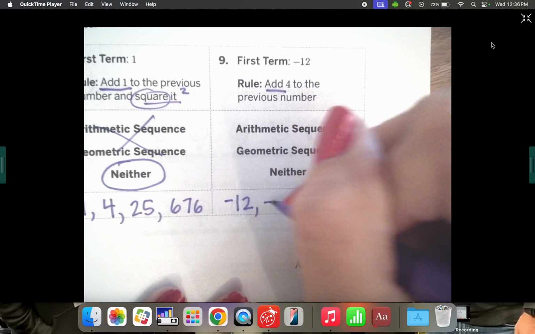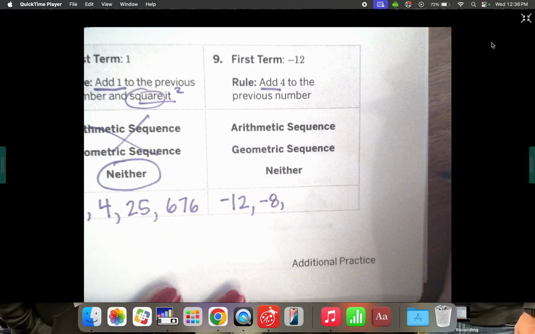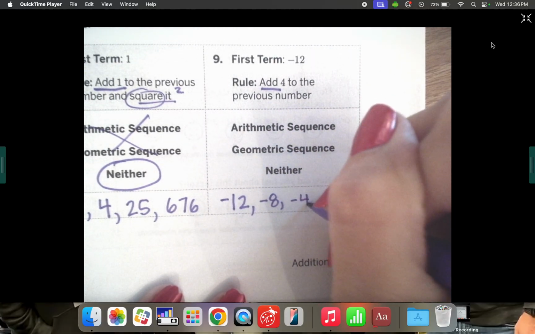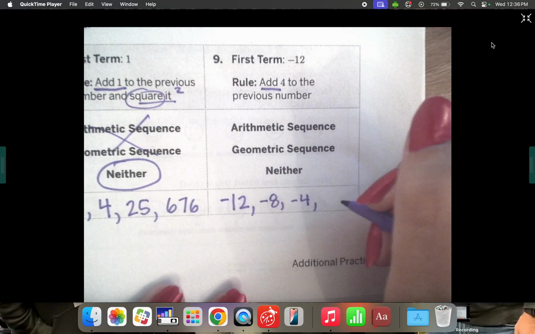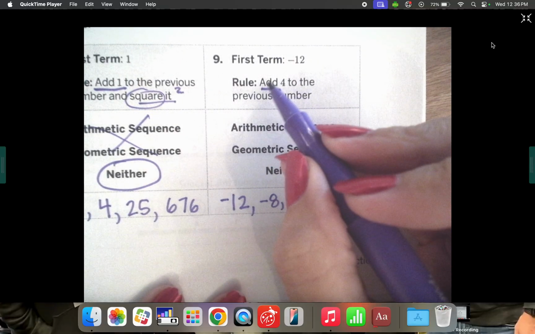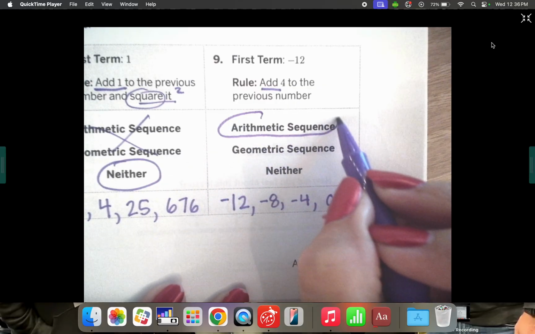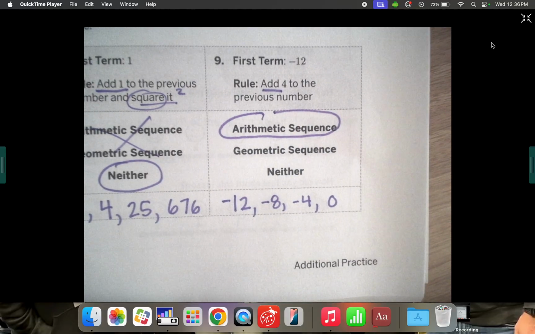So negative 12 plus 4 is negative 8. Negative 8 plus 4 is negative 4. And negative 4 plus 4 is 0. If you are adding, that is arithmetic. Okay. Turn the page to the last part.